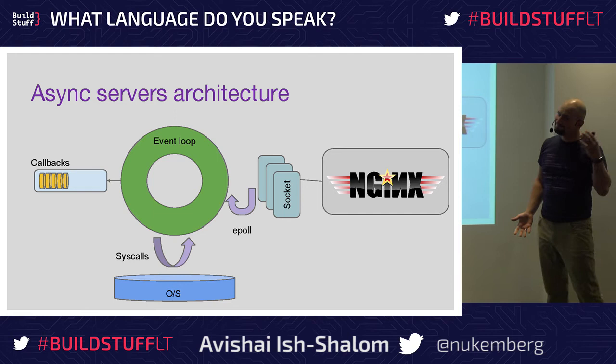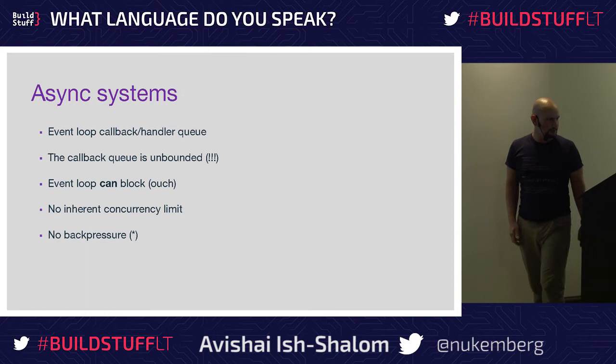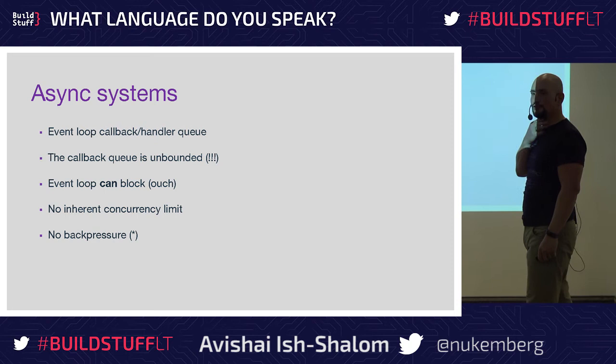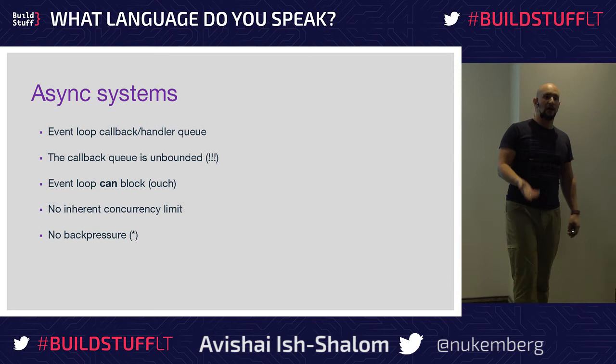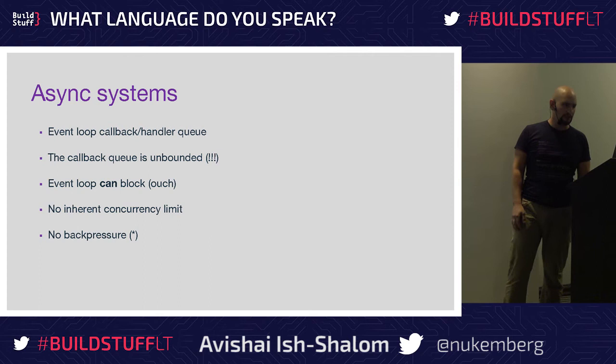And what happens if the queue gets too large? Latency. So you have the same problem, but it's actually much worse. Why is it much worse? First of all, the callback queue is unbounded, which means that it's very easy, if you have overload, to get into an out-of-memory situation in an asynchronous server. Okay, and I've seen this happen in Node.js many, many times. Remember that the event loop can block.